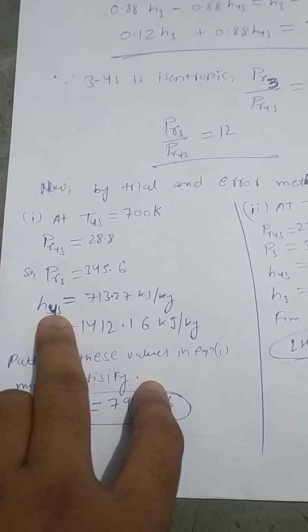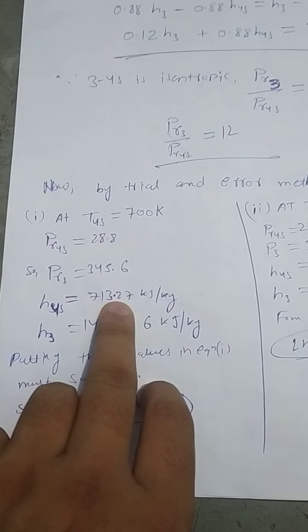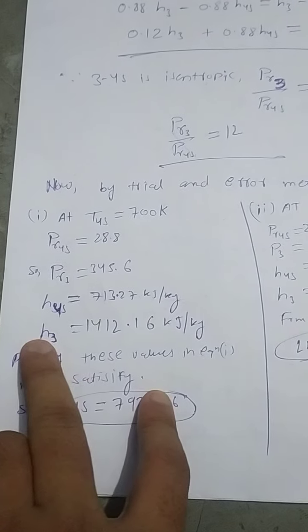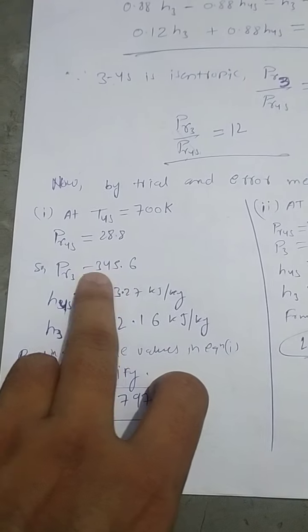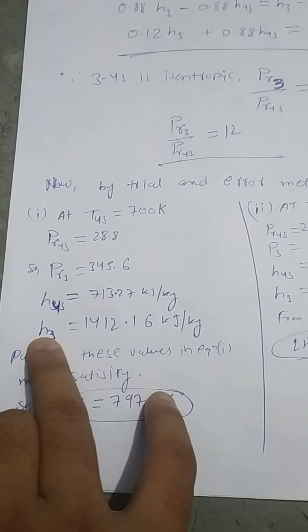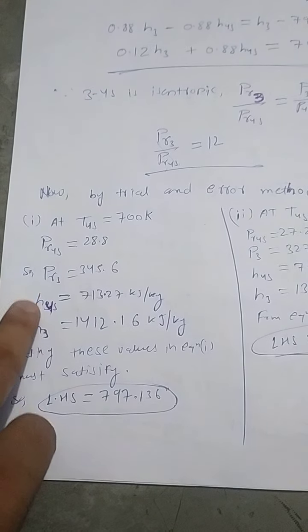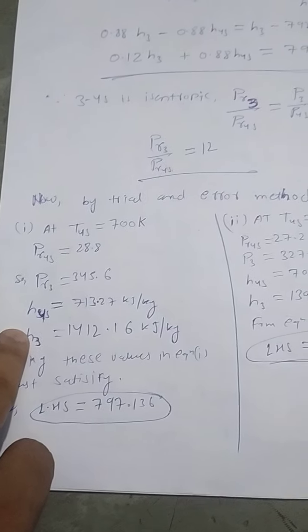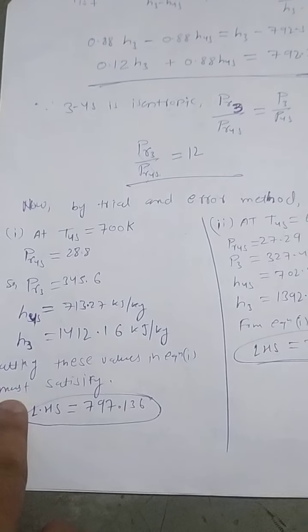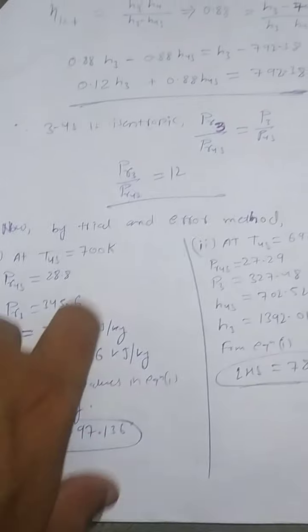H4s, the enthalpy at 4s, directly at a temperature of 700K would be 713.27 kJ per kg, and H3, by comparing P r3 on the table and doing a little interpolation, we get H3. Now we know these values, which are just assumed values. So we put these values in equation 1.